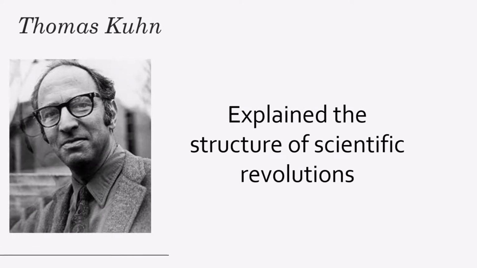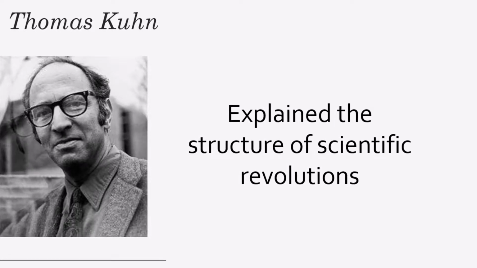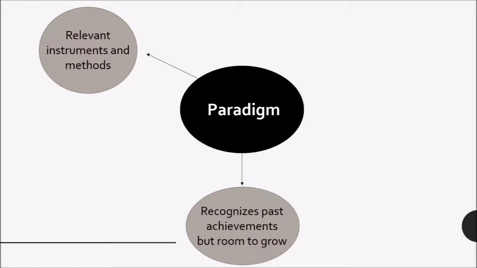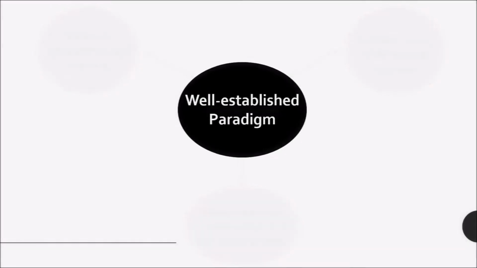To start off, it is necessary to give a brief description of what Kuhn describes as a scientific paradigm and a paradigmatic shift. A paradigm consists of the relevant instruments and methods necessary to help solve important problems, recognizes past achievements but leaves room for new questions and interpretations, and allows for a certain range of acceptable answers. Because paradigms are established and widely accepted as the truth, scientists have the ability to further their research in a more efficient and specific manner that does not require them to start from the beginning each time.